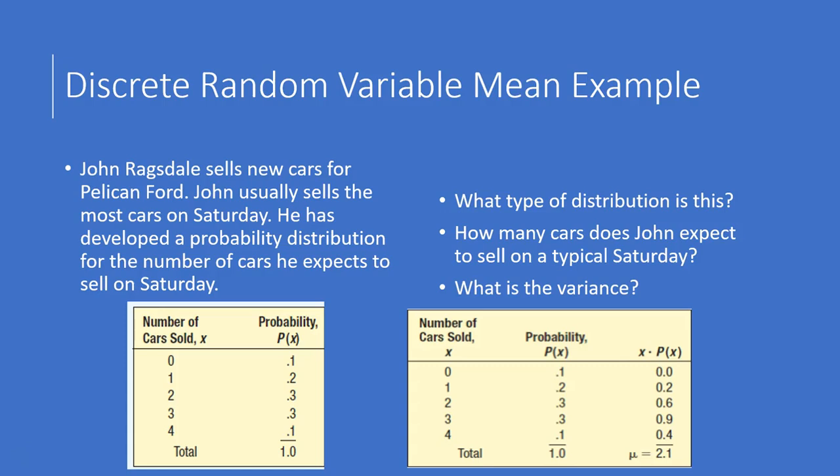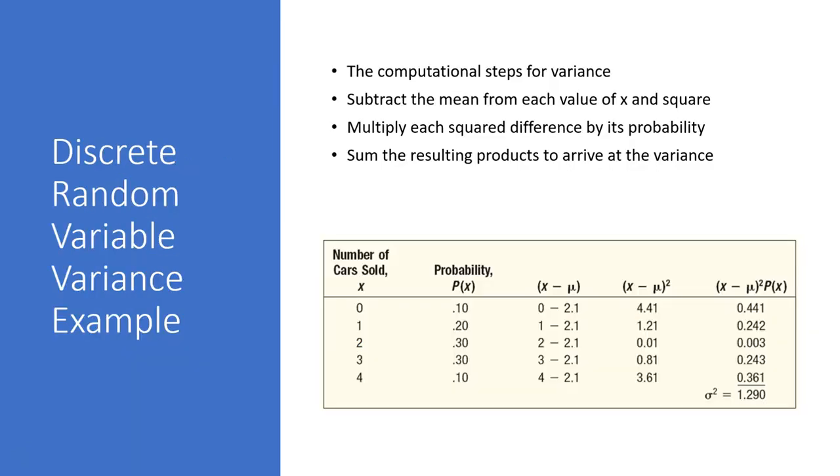So here we have a random variable mean distribution example. Here we find John can expect to sell 2.1 cars on a typical Saturday. So once again, our expected value or our mean is not a value that would have actually shown up in our distribution, because you can't sell a fraction of a car, but that is the central tendency of his distribution. And so what this means is, over the long run, let's say 50 Saturdays in a year, he can expect to sell 50 times 2.1, so he can expect to sell 105 cars.